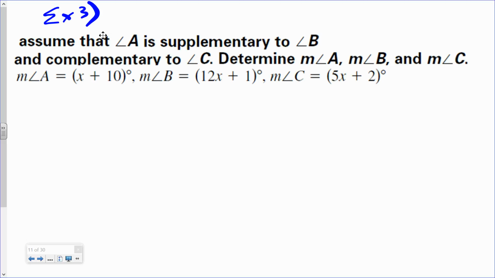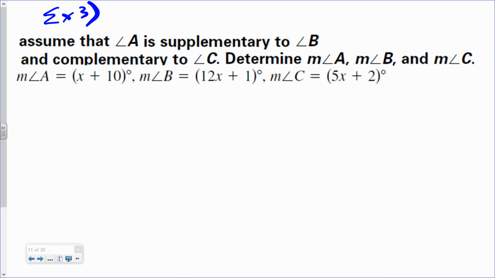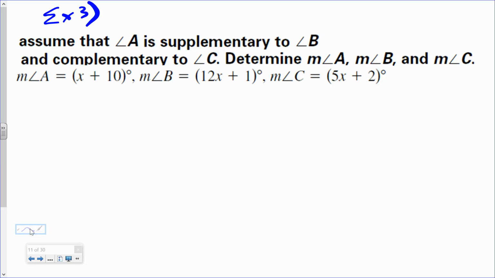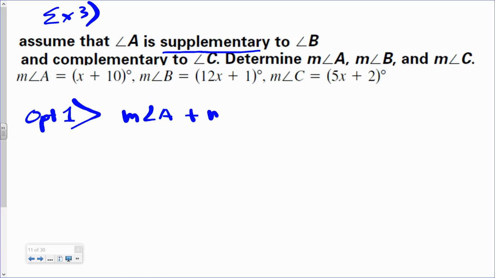Nice. So watch this. I can form two separate equations based on this word right here, actually, based on the word supplementary. Okay, that's my first equation. So I'll put option 1. I'm going to give you options. You take the option you like. Option 1 is, look, A is supplementary to B, which means the measure of angle A plus the measure of angle B equals 180. That's option 1.